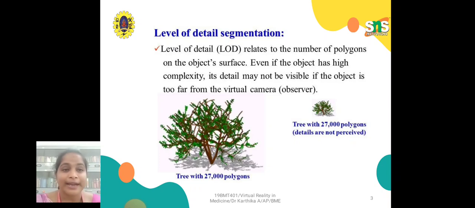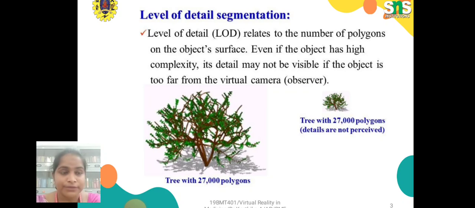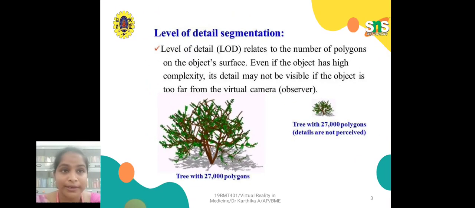Even if the object has high complexity, its detail may not be visible if the object is too far from the virtual camera. Here, the virtual camera is our observer. See here, a tree in a virtual environment, a tree with 27,000 polygons. Here the details are not perceived. See the differences. So we need the detail segmentation for perfect clarity.